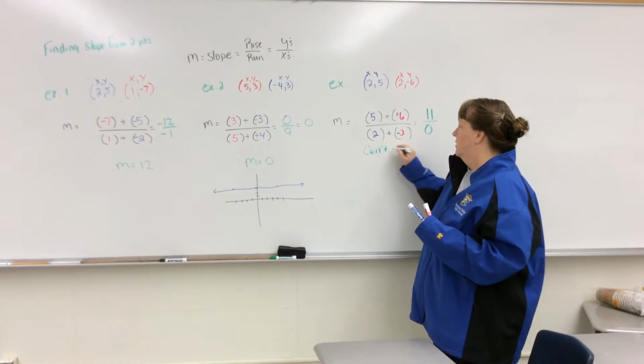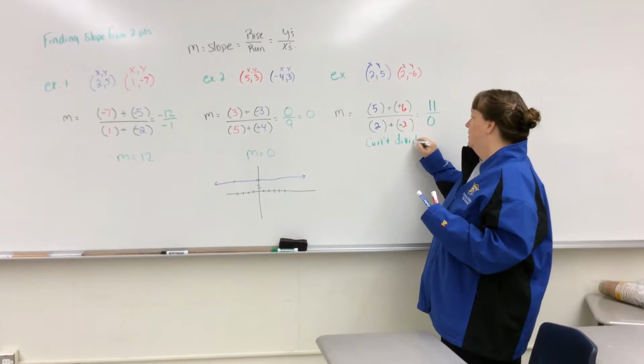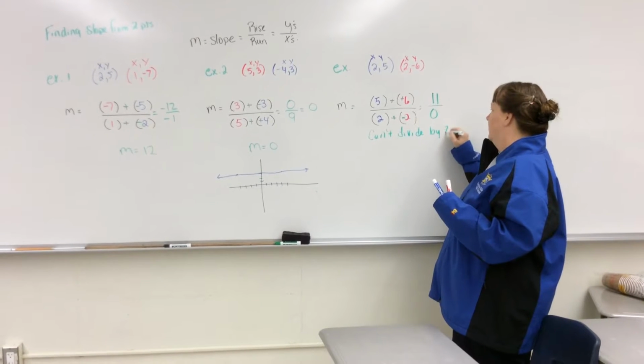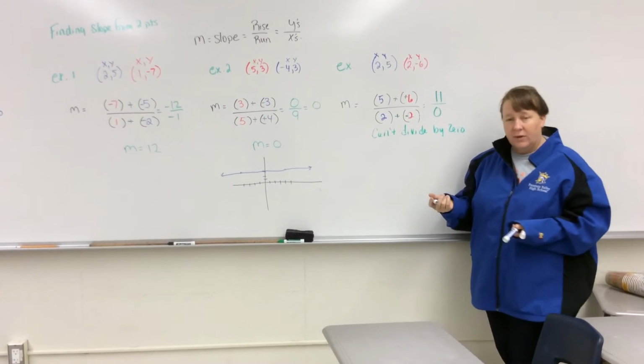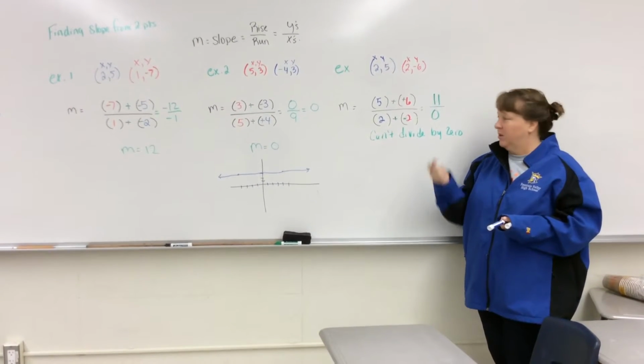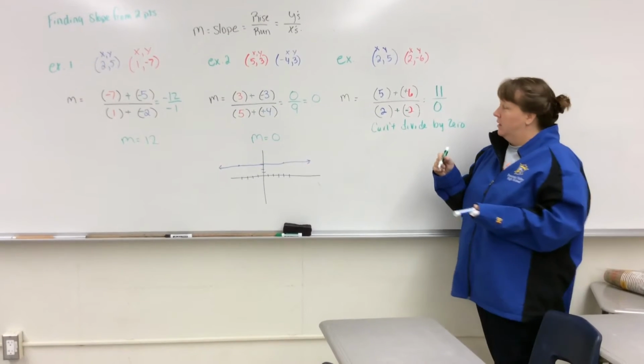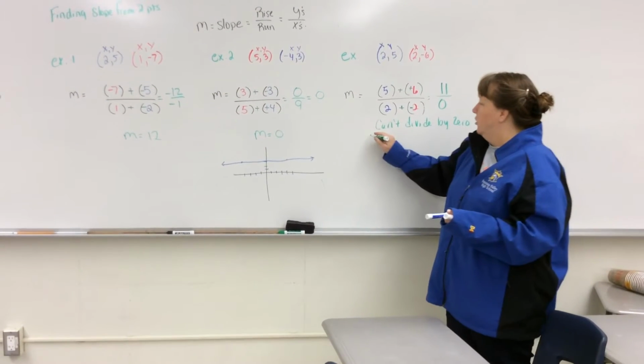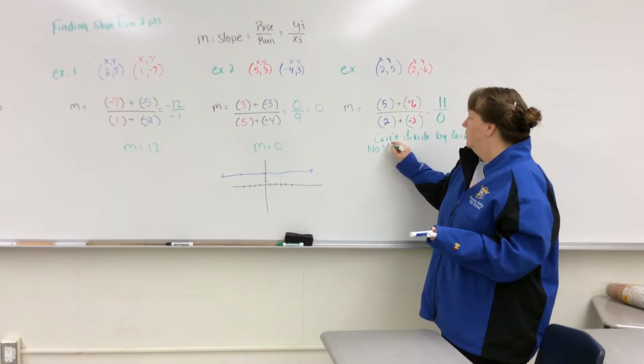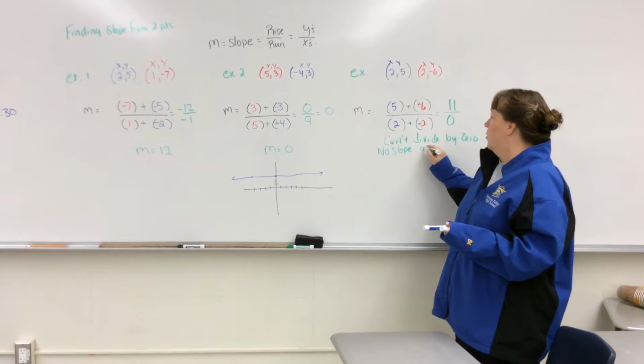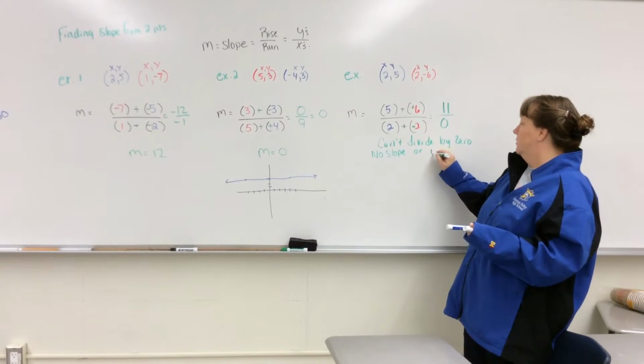Can't divide by a 0. So we're left with, we have to write something else. We can't have slope because we can't have this, so we can't have a value for slope. So we can either say no slope, or you can say undefined.